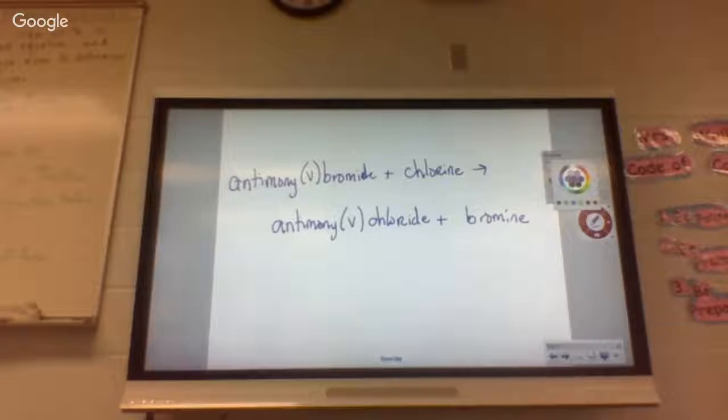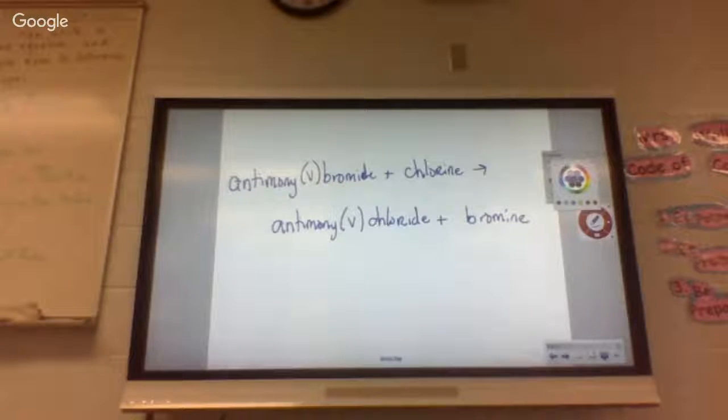So if it's not a compound, we do not write the subscript. If it's not a compound, we don't write the subscript. How hard can that get? If it's not a compound, we don't. All right, so what can you tell me about antimony 5-bromide to answer Ethan's question?